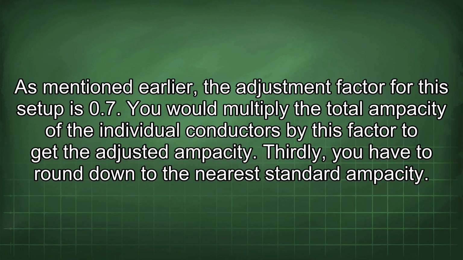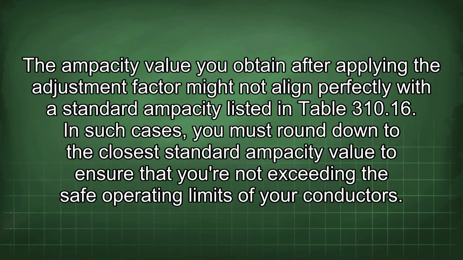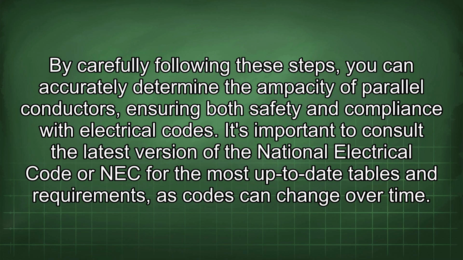Thirdly, you have to round down to the nearest standard ampacity. The ampacity value you obtain after applying the adjustment factor might not align perfectly with the standard ampacity listed in Table 310.16. In such cases, you must round down to the closest standard ampacity value to ensure that you are not exceeding the safe operating limits of your conductors. By carefully following these steps, you can accurately determine the ampacity of parallel conductors, ensuring both safety and compliance with electrical codes. It's important to consult the latest version of the National Electrical Code, or NEC, for the most up-to-date tables and requirements, as codes can change over time.